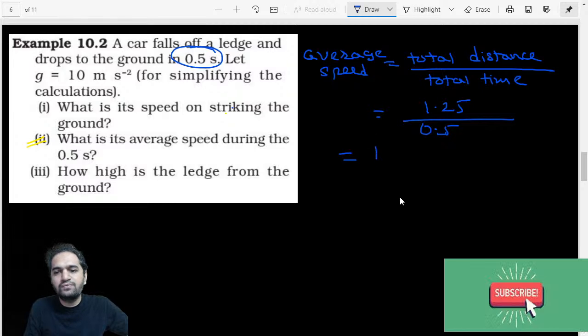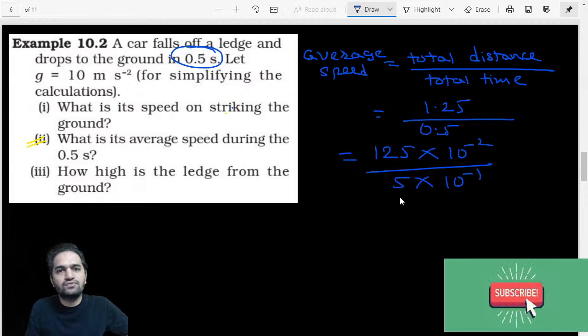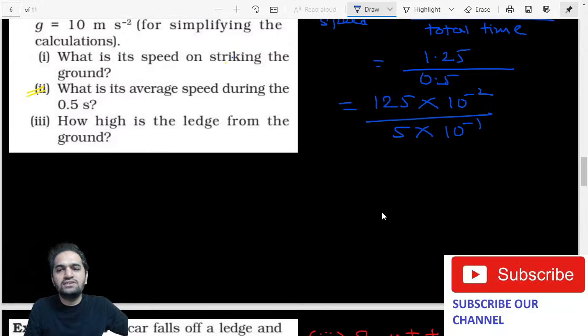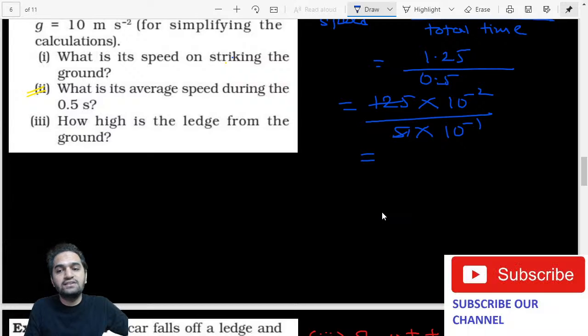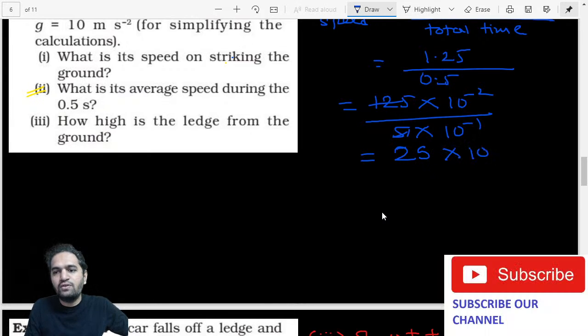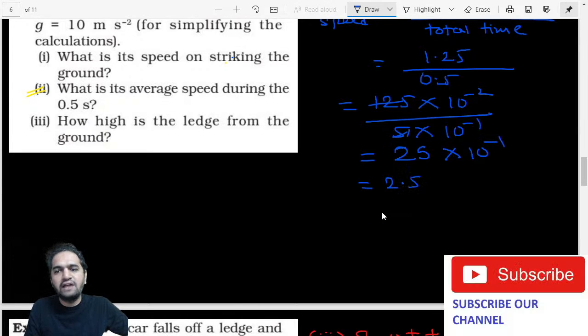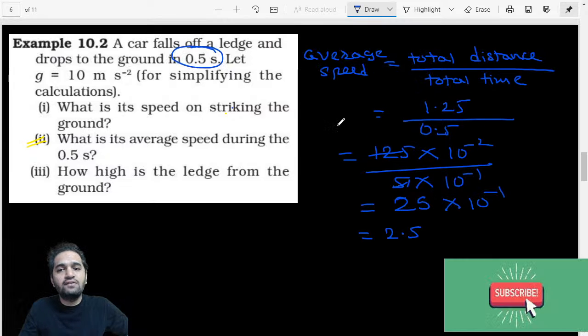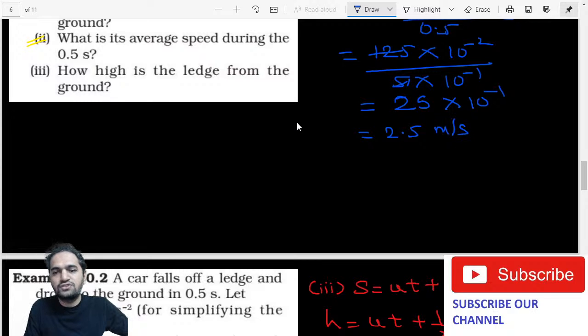Now what you can do is write down the numbers and separate the powers of ten: 1.25 is 125 into 10 to the power minus 2, and 0.5 can be written as 5 into 10 to the power minus 1. Now divide: 5 how many times are 125? 5 twos are 10, 5 fives are 25, so it's 25 into 10 to the power how much? Minus 2 minus minus 1 gives minus 1. So this will become 2.5, and since this is average speed, the unit must be meter per second. So this is your average speed.